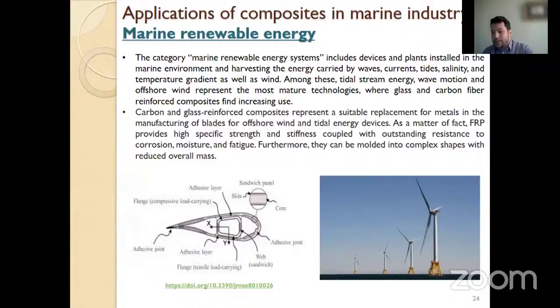Carbon and glass reinforced composites represent a suitable replacement for metal in the manufacturing of blades for eolian energy, offshore wind energy, and tidal energy devices. As a matter of fact, fiber-reinforced polymers provide high specific strength and stiffness coupled with outstanding resistance to corrosion, moisture, and fatigue. Furthermore, they can be molded into complex shapes with reduced overall mass.